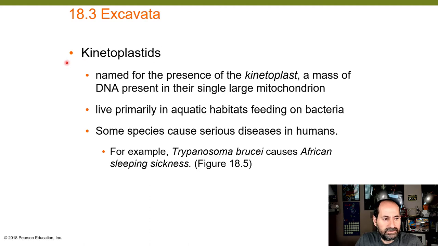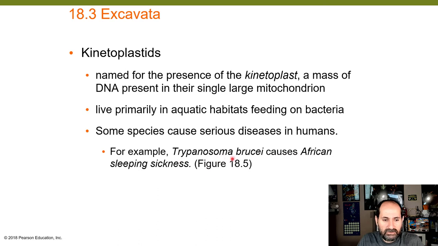All right, next move on to kinetoplastids. These creatures are named for the presence of their kinetoplast, the mass of DNA present in their single large mitochondrion. And this is different because usually cells have multiple mitochondria inside. You and I, we have 20 to 30 mitochondria per cell. And to have one large mitochondrion is an interesting feature of these kinetoplastids. They live primarily in aquatic habitats, feeding on bacteria. Some can cause serious diseases in humans, like the Trypanosoma.